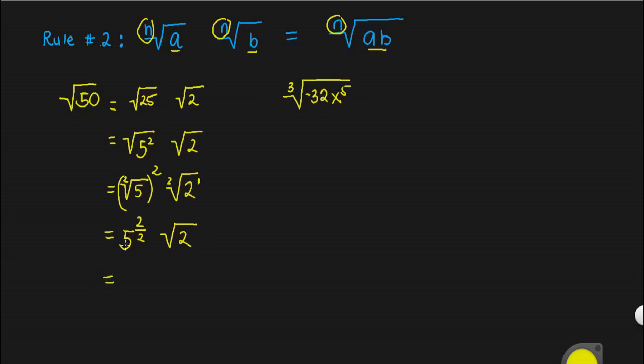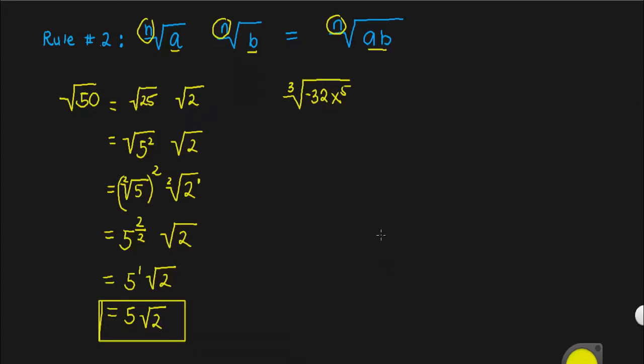Okay, simplify natin. So, we have 5 raised to 2 over 2. So, 2 divided by 2 is 1. 5 raised to 1, square root of 2. And, I think the final answer is 5 square root of 2. And this is the final answer.